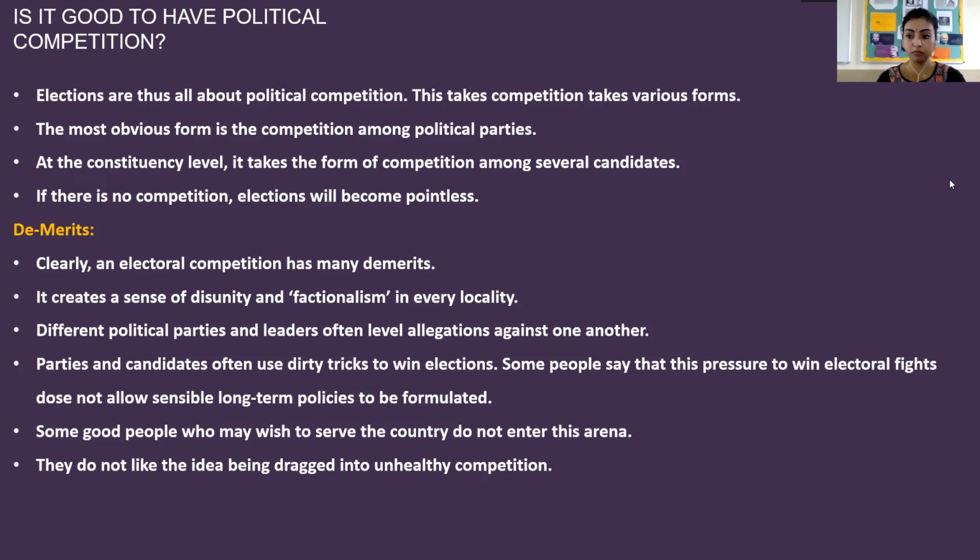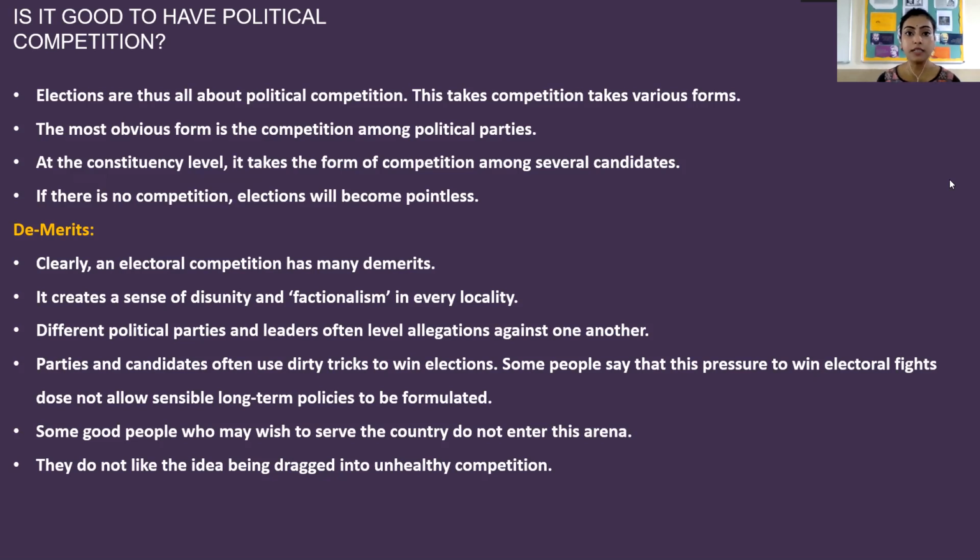For any competition, you will need people, and if there is no competition, what is the meaning of contesting elections, right? When we have competition in sports, why do we compete? Because we want to win against the other person, our competitors. You want to be the first person, right? So yes, it is good to have political competition in elections, because that is the main thing. If competition is not there, then the basic idea of elections makes no sense, correct?